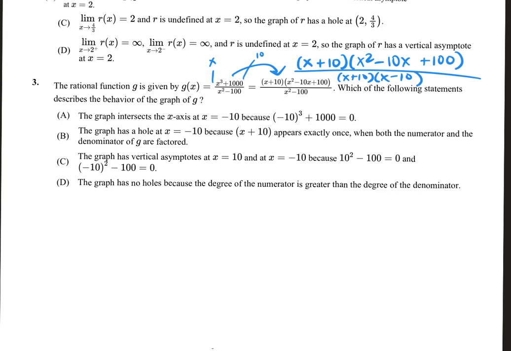Then it says, which of the following statements describes the behavior of g? Well, if you look here, these can cancel out, which means there would be a hole there. So I know there's a hole at x equals negative 10. If it asks about vertical asymptotes, it would come from here. There's a vertical asymptote at x equals positive 10.